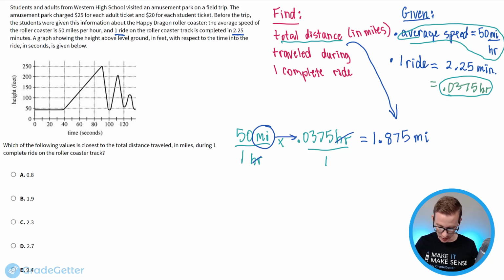Now let's look at our answers over here. It asks which value is the closest to the total distance traveled. And it looks like B is going to be the closest, right? If we rounded our answer to the tenths place, it would be 1.9. So B is our final answer.